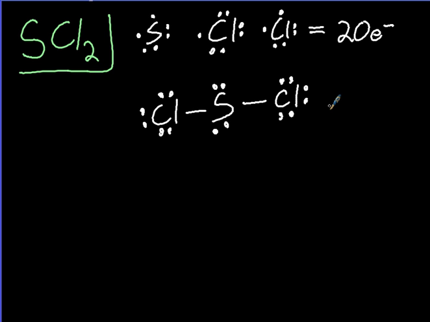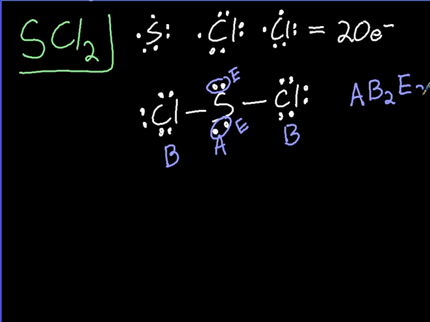Now, what about the VSEPR structure? One basic way to start is to first label the A's and the B's based on that letter notation that we just saw. So sulfur would be your A, chlorine would be your B's, and then in this one you have 2 free electron pairs, here and here. Each electron pair is an E. So this is technically an A, B2, E2 molecule, because we have 1 A, 2 B's, and 2 E's.